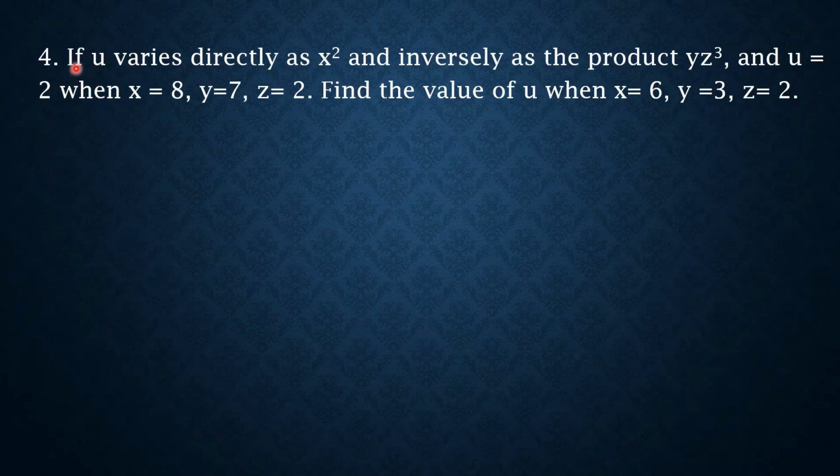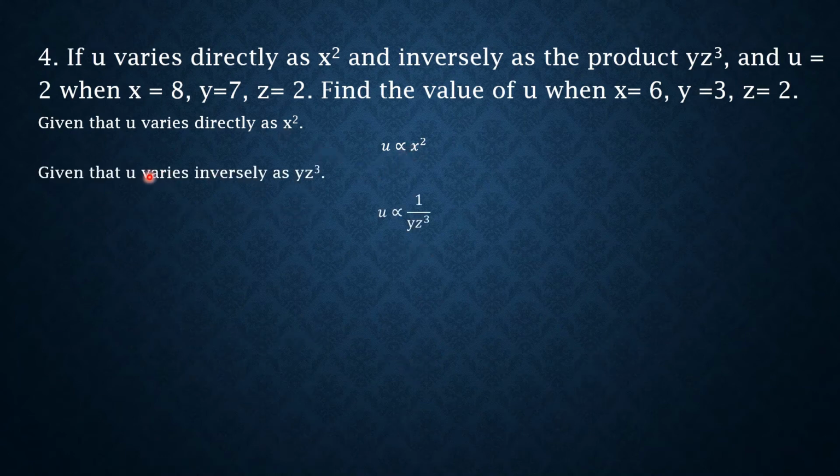Now the question number 4 is, if u varies directly as x square and inversely as the product y z cube, and u equal to 2 when x equal to 8, y equal to 7 and z equal to 2. Find the value of u when x equal to 6, y equal to 3 and z equal to 2. So the solution of this question is, given that u varies directly as x square, this implies u proportional to x square, and this is also given that u varies inversely as y z cube. So this implies u proportional to 1 over y z cube.